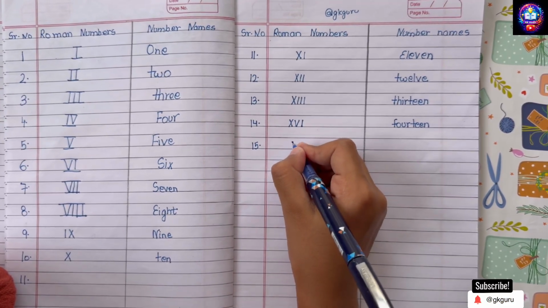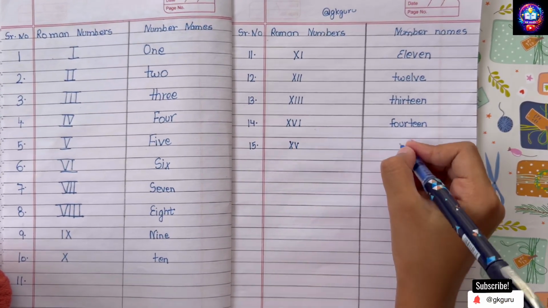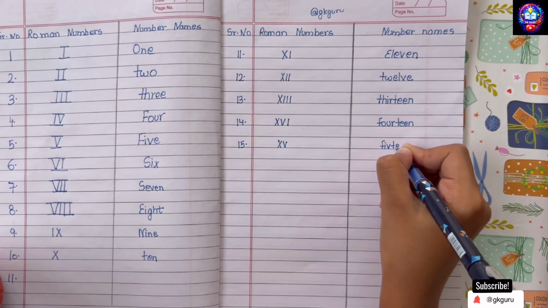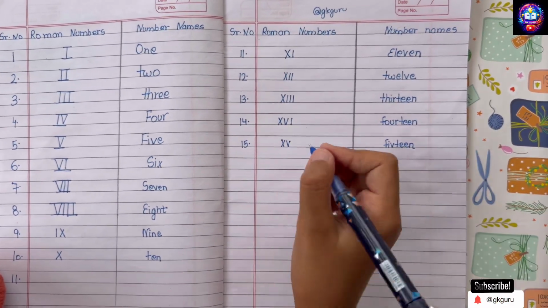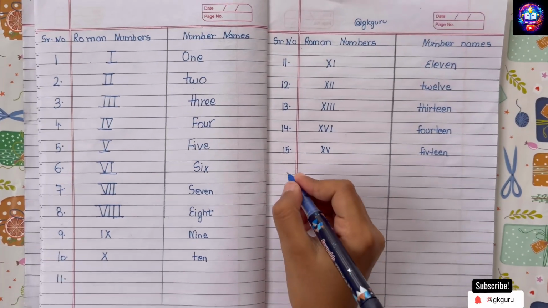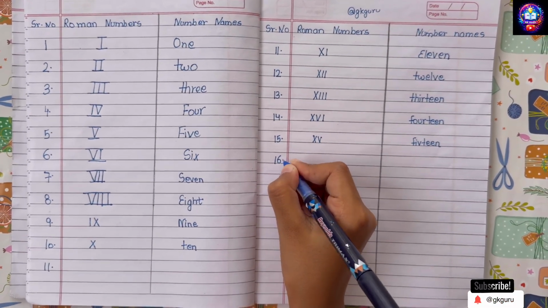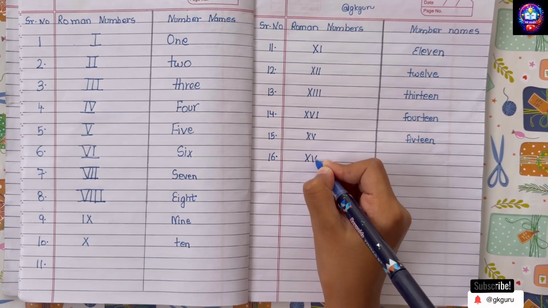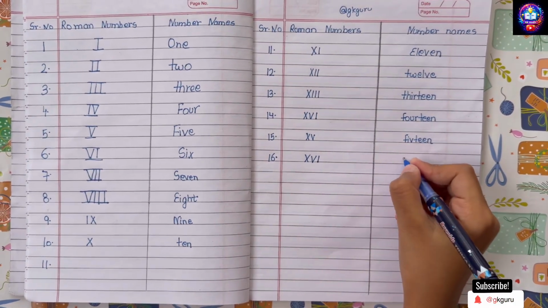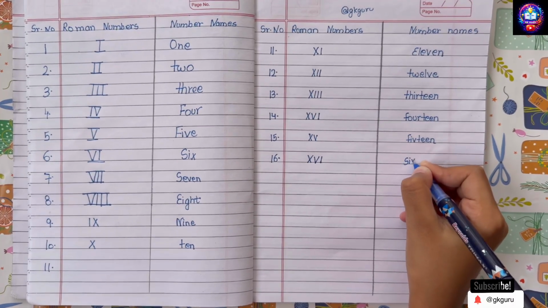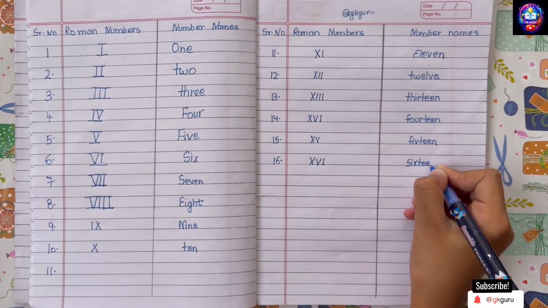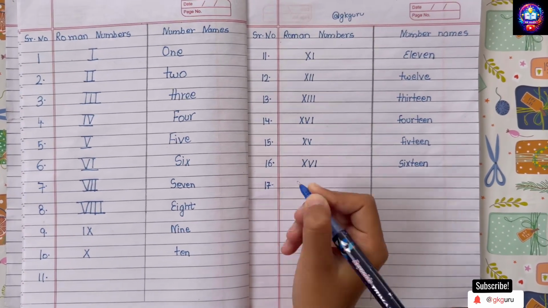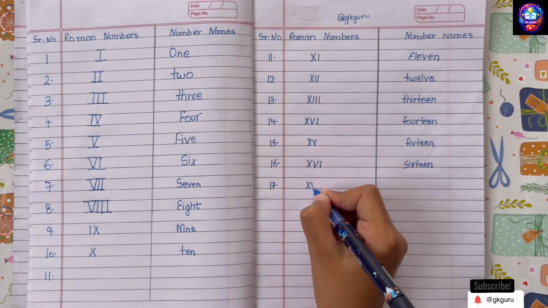Next we have 15. In Roman numbers, 15. F-I-F-T-E-E-N. Then we have 16. In Roman numbers, 16. S-I-X-T-E-E-N. 17 in Roman numbers. Number names.